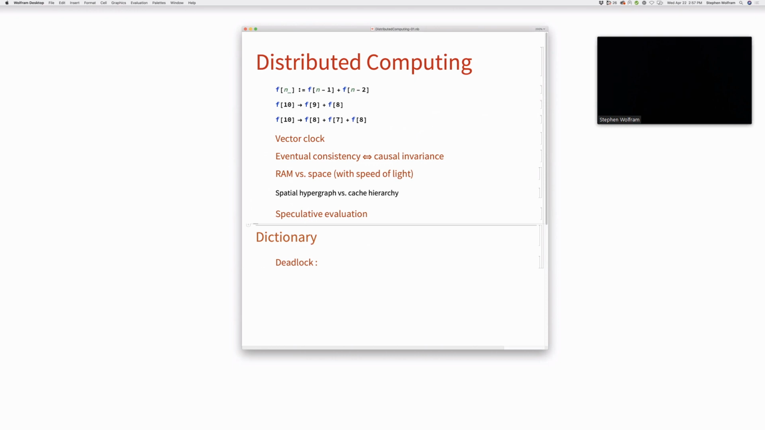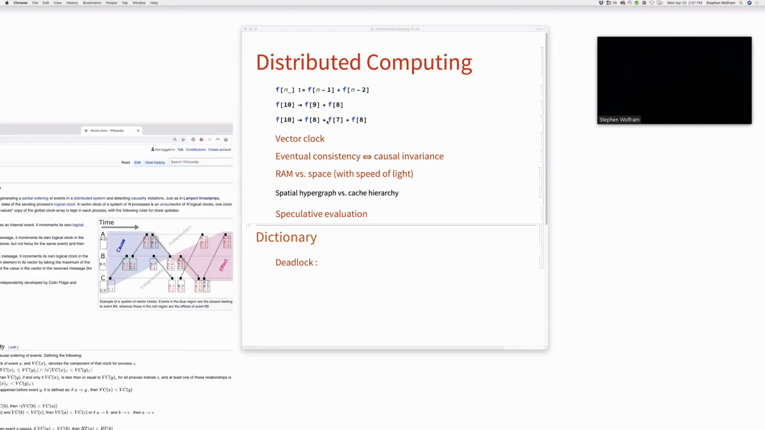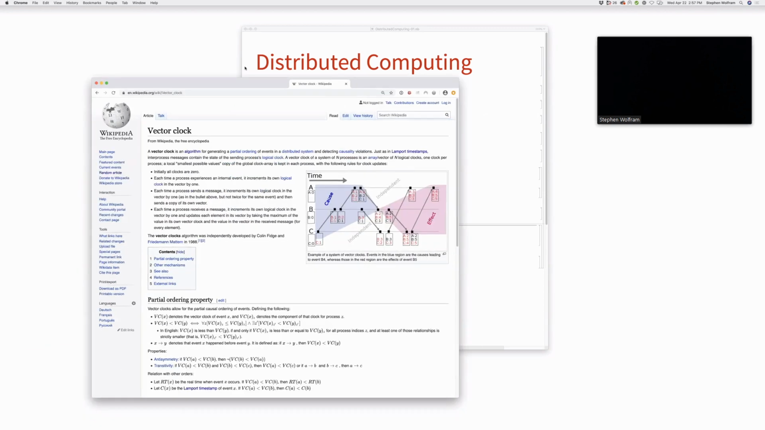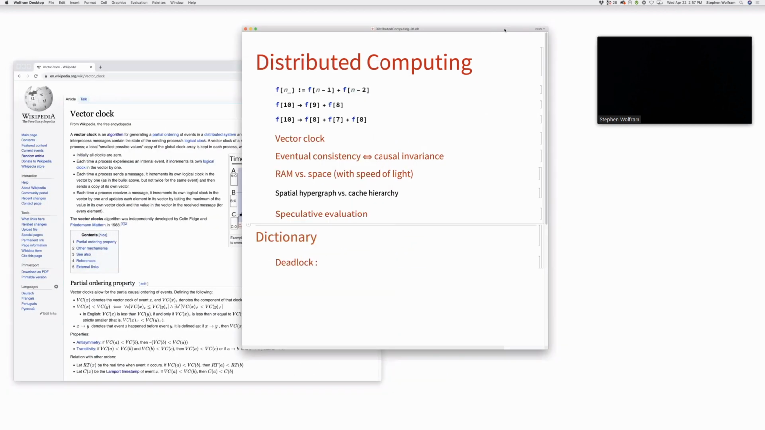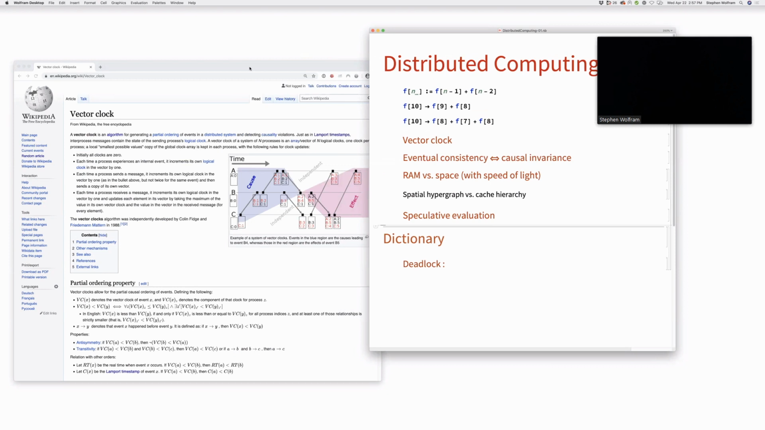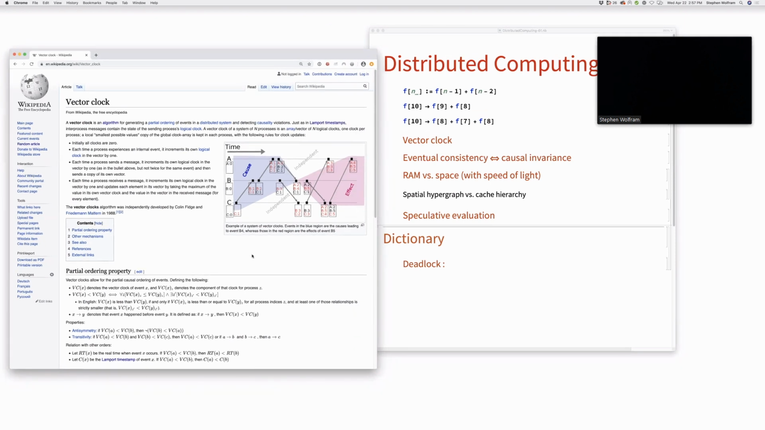And also, I don't know what the best place to look up vector clocks is, because I don't understand anything about vector clocks. I'm just going to pull up the Wikipedia page for vector clocks here, see whether I can at least understand roughly what they are. Can somebody describe here what a vector clock is?